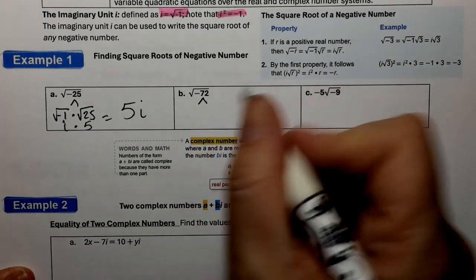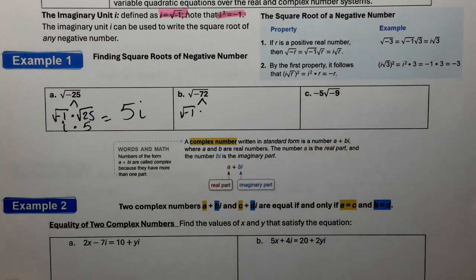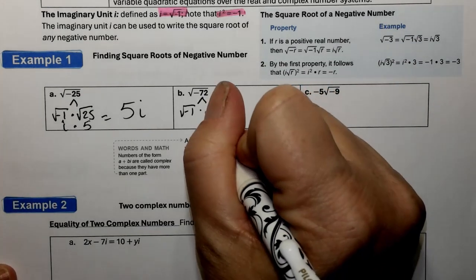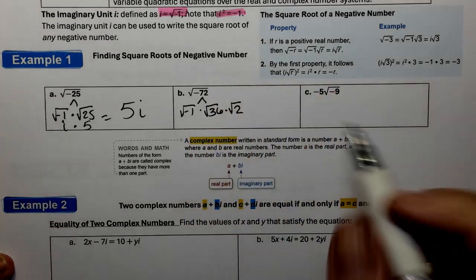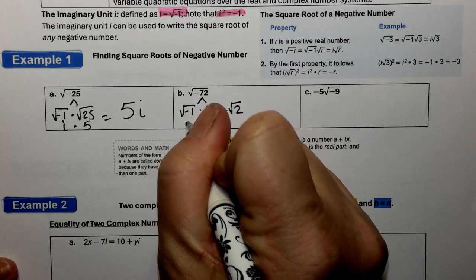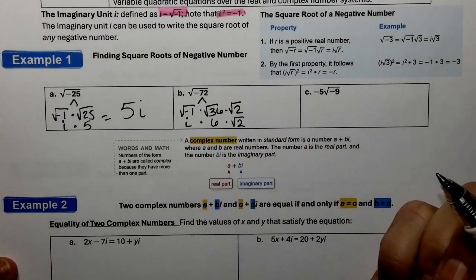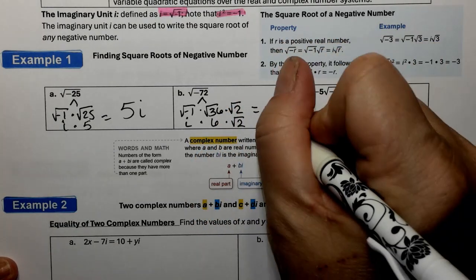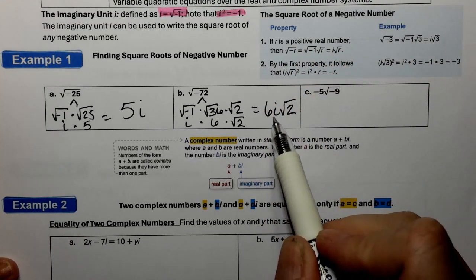So for B, we are going to factor out our -1, and then 72 is not a perfect square. So I need a factor of 72 that is a perfect square. So I have 36 times 2. And so I can find the square root of 36. The square root of -1 is i, the square root of 36 is 6, and then I have the square root of 2. So we can rewrite this as 6i square root of 2. Notice my i is to the front.